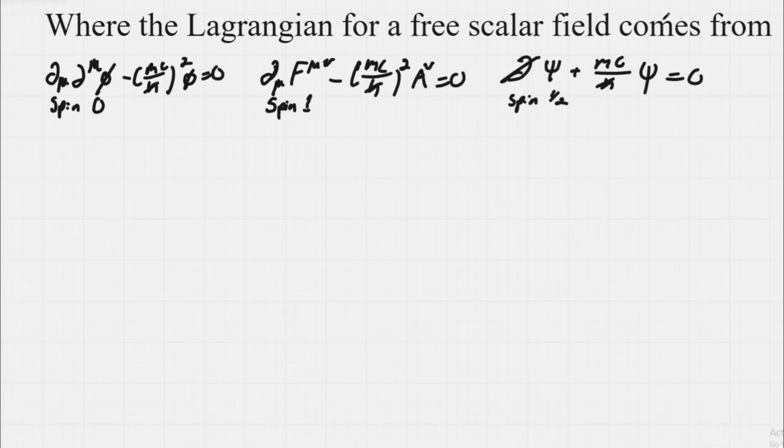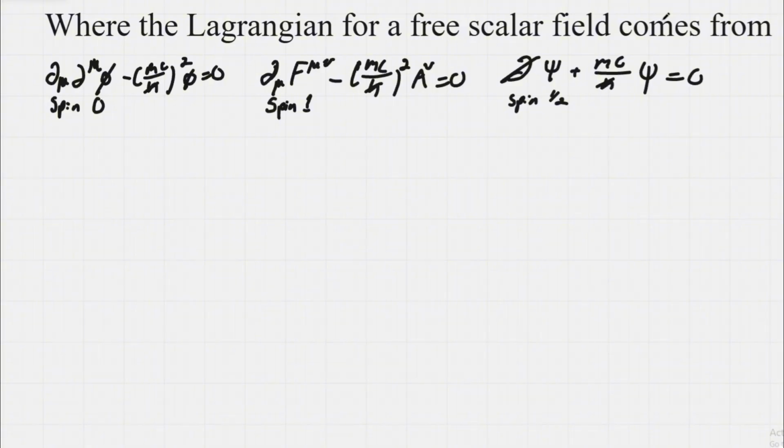If you've ever worked with particle physics, you've probably seen these three equations I have in front of you. These are the field analogies of equations of motion for the scalar, vector, and spinor fields respectively. Today's video, I want to focus specifically on the first equation, the Klein-Gordon equation, which describes a free scalar field.